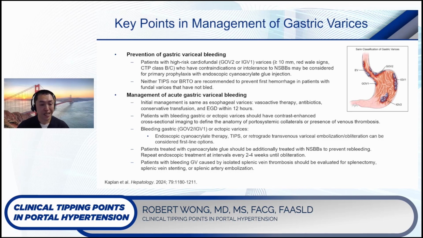Patients who have bleeding gastric varices due to splenic vein thrombosis should be evaluated for splenectomy, splenic vein stenting, or splenic artery embolization. So really important to understand not just location, but the contributing causes and risk factors associated with the bleeding presentation.